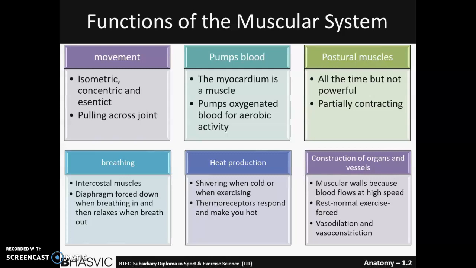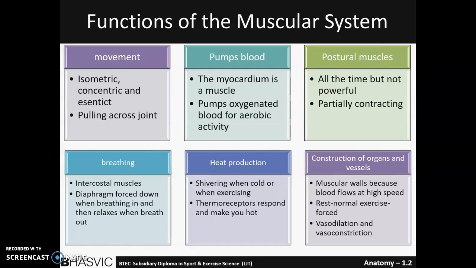Another function of the muscular system is heat reduction. An example of this would be shivering when you're cold to make yourself hotter, or when exercising, heat goes to the surface so that it can leave our body easily.